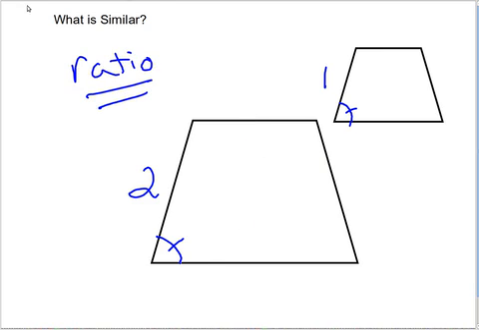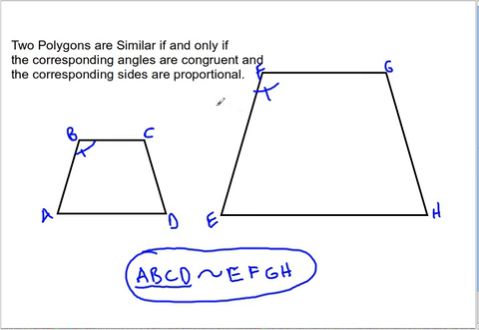So this leads us to be able to say, what is this idea of similarity? So the big idea here, and this is what you should take notes on, is that we can say two polygons are similar if and only if, and there's two conditions, and both conditions have to be true. Corresponding angles have to be the same measure. They have to be congruent. The second condition is that corresponding sides are not congruent, but have to be proportional.